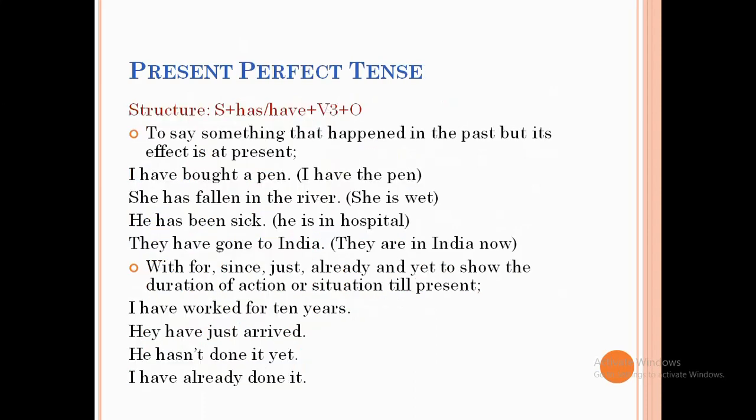So now let's talk about present perfect tense. The structure of present perfect tense is subject plus has/have plus V3 plus object. So present perfect tense is used to say something that happened in the past, but its effect is at the present. The event or action was taken in the past, but the effect is still there, we can see. At that situation we can use present perfect tense.